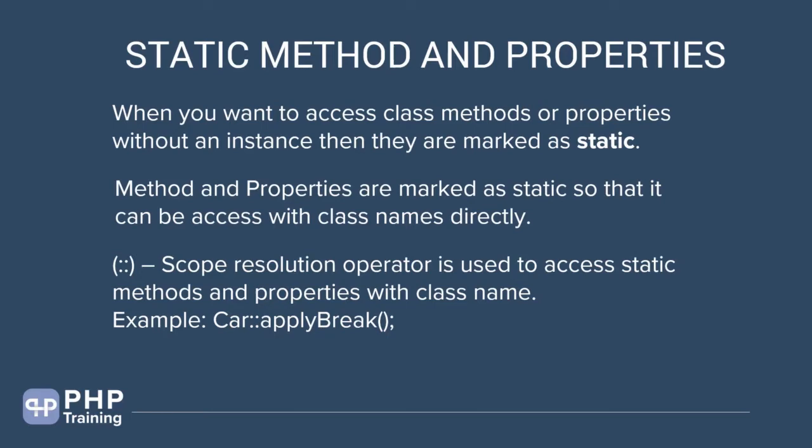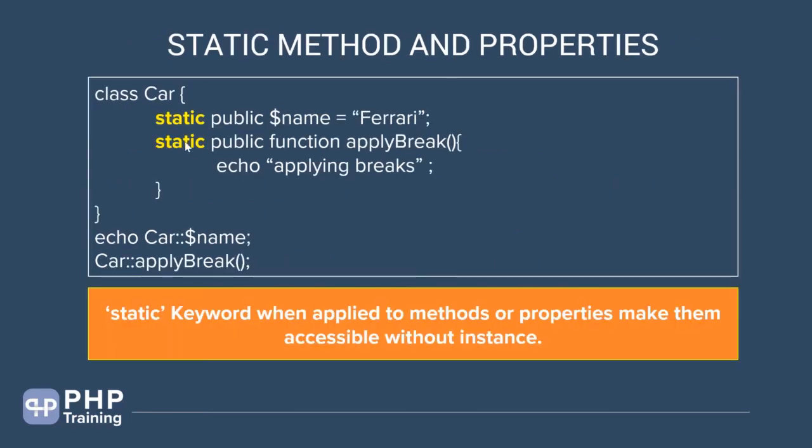Let's understand this with an example. Here you have a class car with one property called name, and a function called apply break. Static is basically a keyword that, when applied to a method or property, makes it accessible without an instance. You can apply the keyword static to a property name, or to a function. When you apply static, it can be accessed without an instance. That's what we have been discussing.